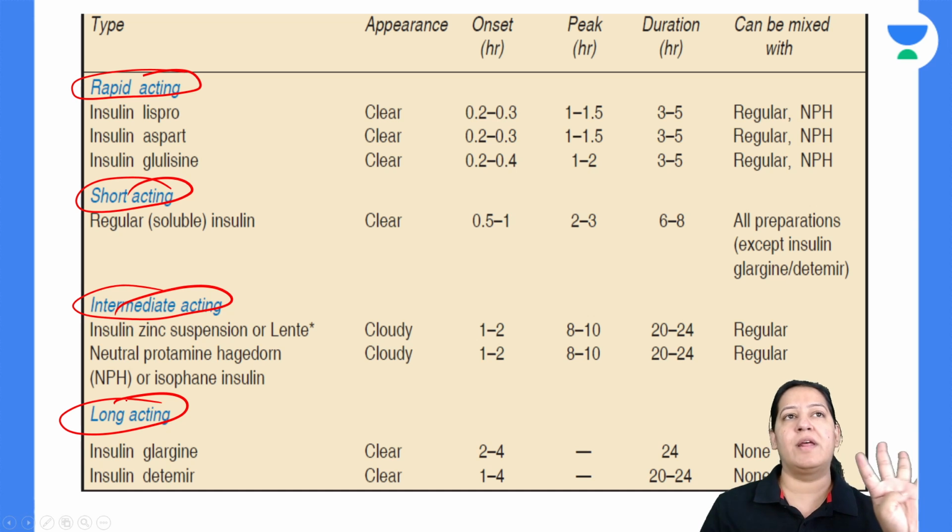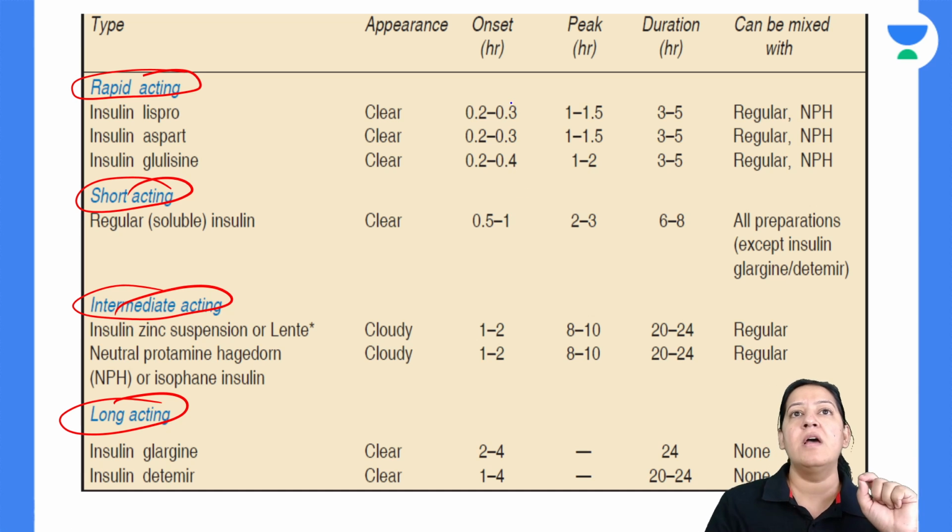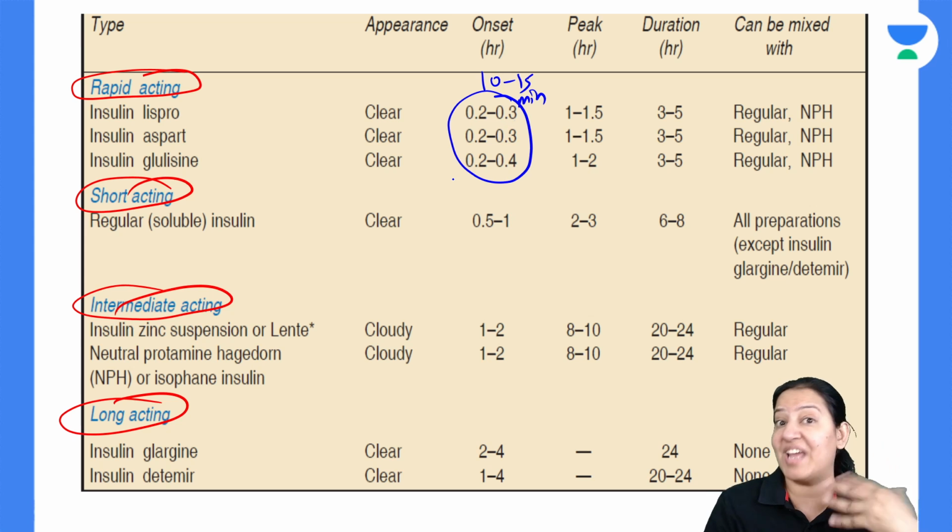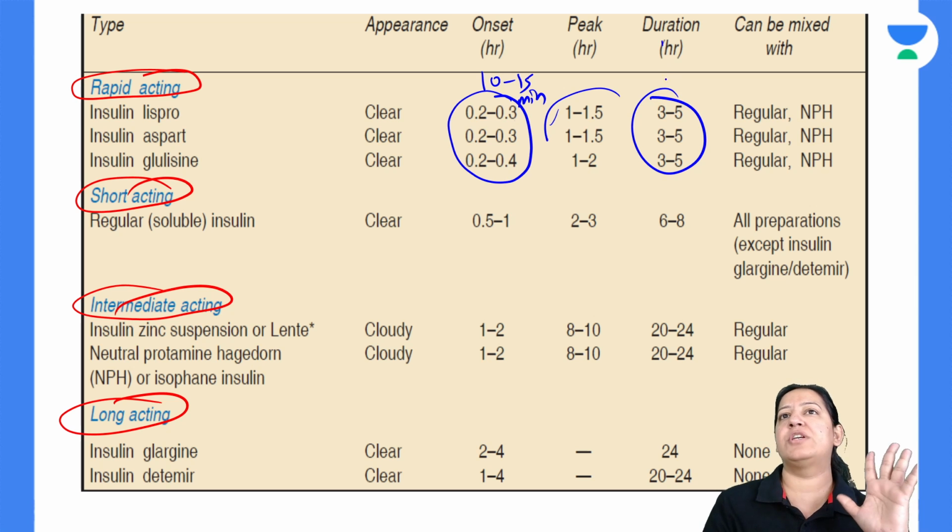So rapid insulin, all rapid insulin, after giving the injection, they show their mechanism of action after 10 to 15 minutes. After giving injection, that is 0.2 to 0.3 hour, that is 10 to 15 minutes, right? And they act for 3 to 5 hours. Their duration of action is 3 to 5 hours.